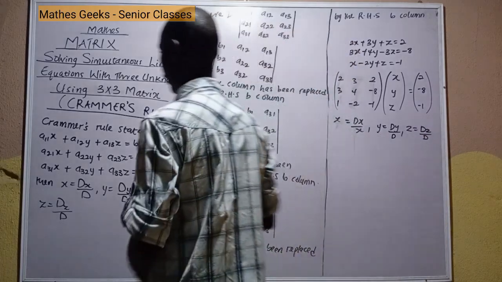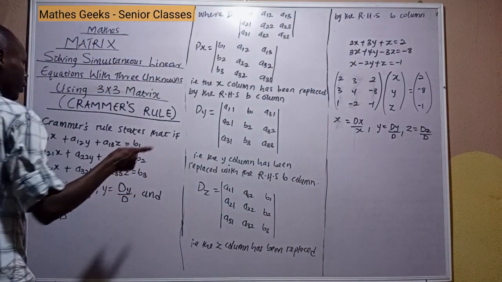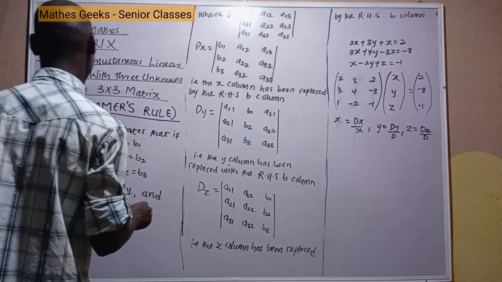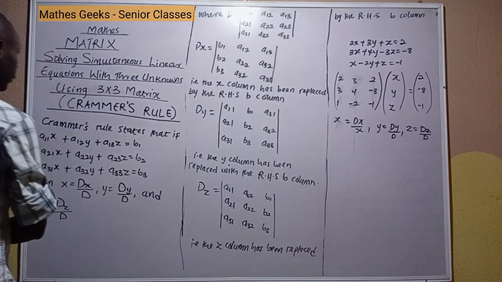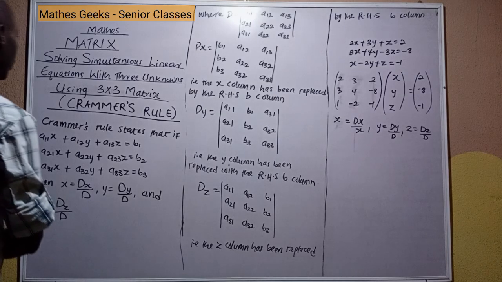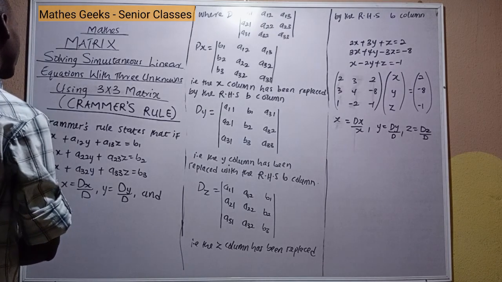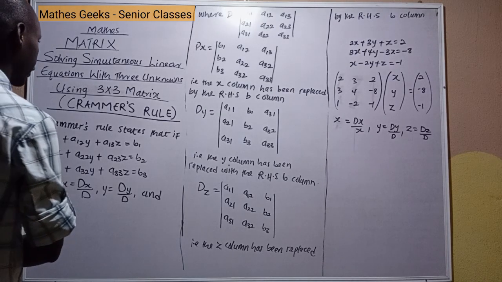That's what Cramer's rule is all about, and that's how to use it to solve for three unknowns simultaneously.